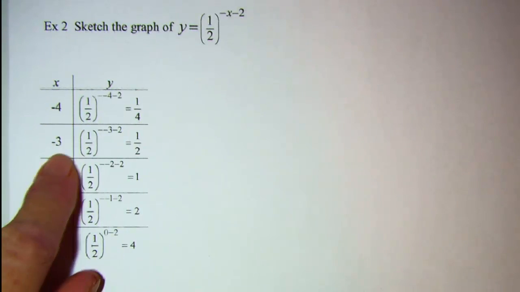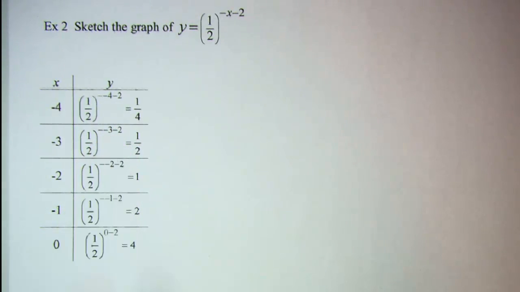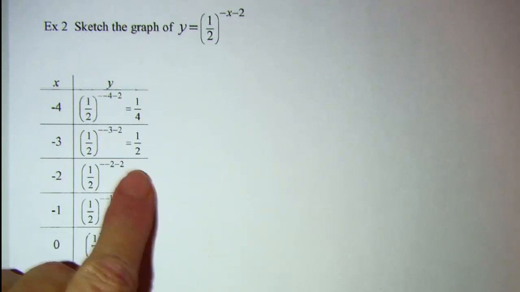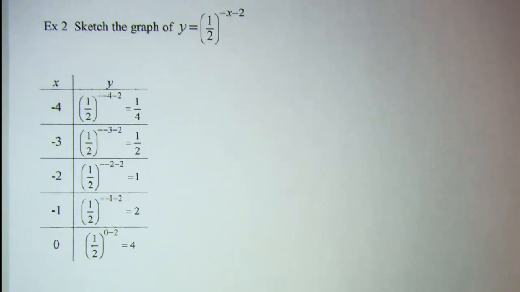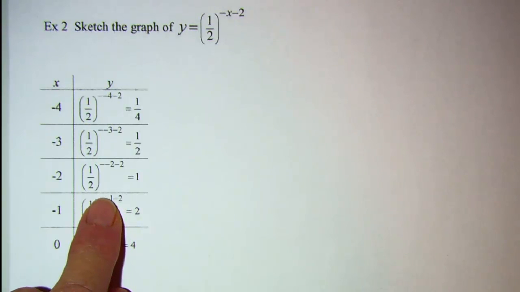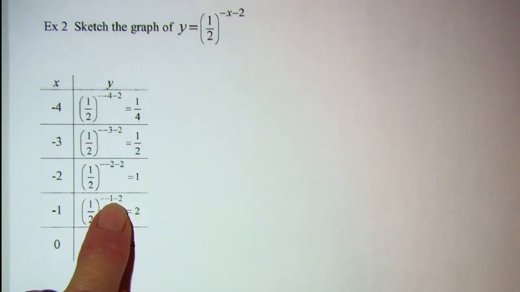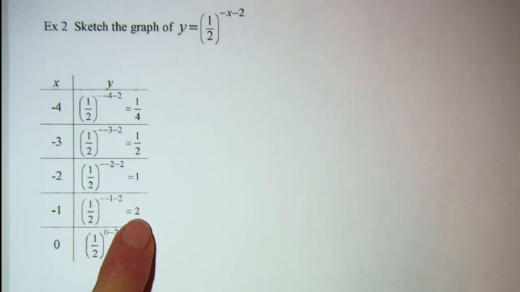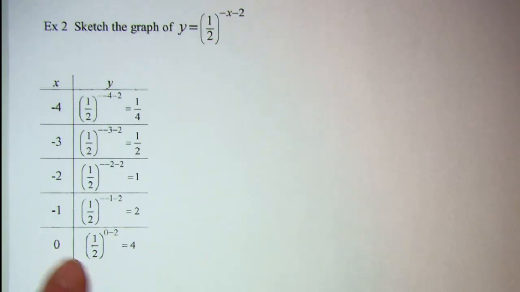When x is negative 3, I have negative of negative 3, which is just 3. And so I have 1/2 to the first power, which is 1/2. And then on the right side of negative 2, if I put negative 1 in, I have 1/2 to the negative of negative 1 minus 2. And this is a positive 1. 1 minus 2 is negative 1, so 1/2 to the negative 1 is just 2. When I put 0 in, I have 1/2 to the negative 2, which makes it 4.